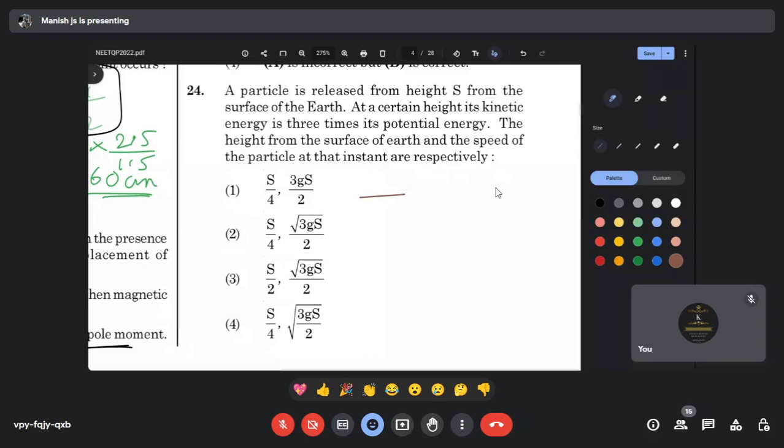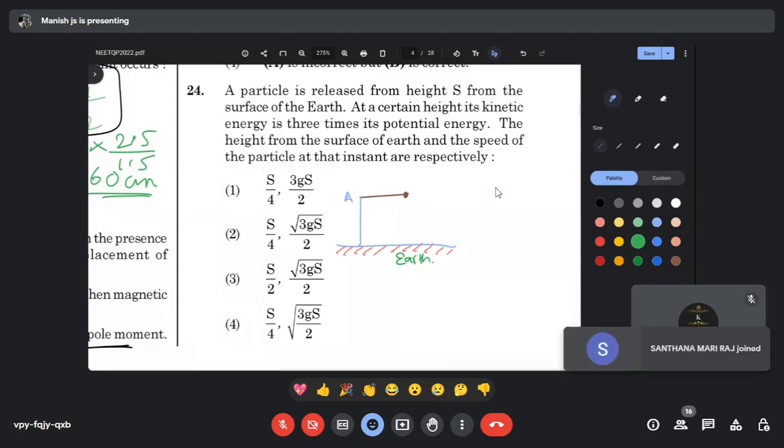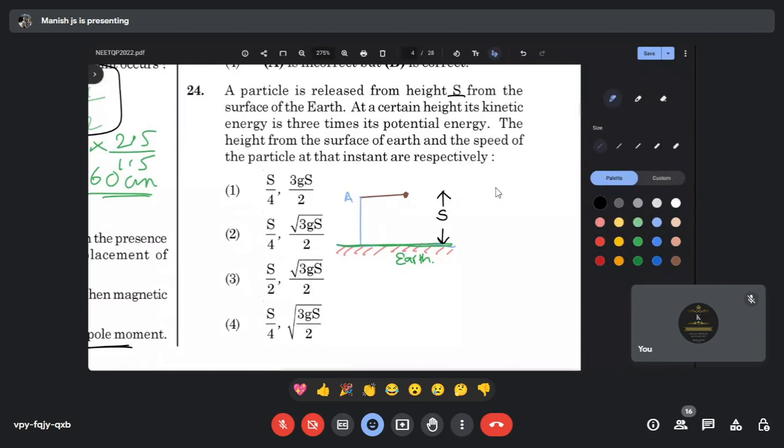So let's take this as the reference point. From this point, I am going to release a particle. I will mark this as level A. Let's take this as ground level, the earth. As far as we are concerned, this is the earth. The earth level is this green line that I have drawn. From the top, you're releasing one particle. The distance from the surface of the earth is S.